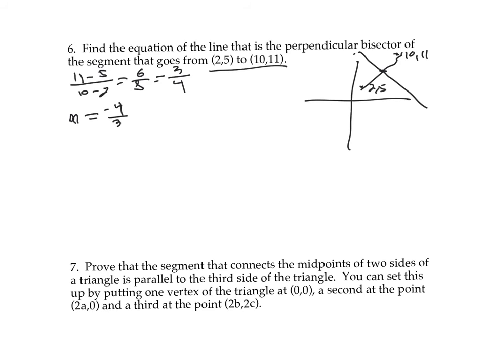We also know halfway from 2 to 10 is going to give us an x value of 6, and our y value halfway from 5 to 11 is going to give us 8. And so our midpoint here has coordinates (6, 8). So we have our equation y minus 8 equals negative 4/3 times (x minus 6). Since I didn't specify the form of the equation, this form is just fine. Okay, moving right along.